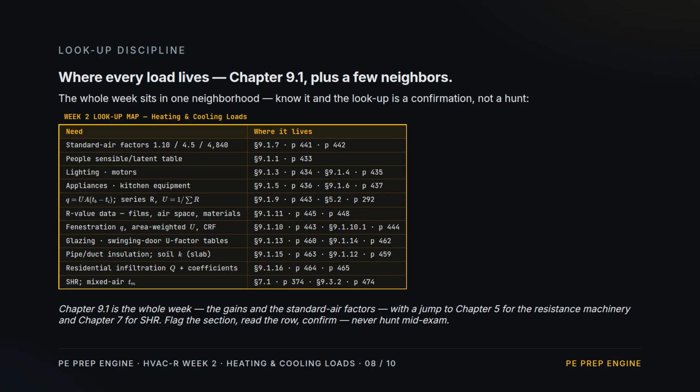Lookup discipline. The whole week lives in one neighborhood, Chapter 9.1. The standard air factors, the people table, lighting and motors, appliances, the interior UA delta T form, the R value data, fenestration, the glazing tables, insulation, and infiltration all sit there, with a jump to Chapter 5 for the resistance machinery, and Chapter 7 for sensible heat ratio. Know which section, jump to it, read the row, and confirm. Never search from scratch under the clock.